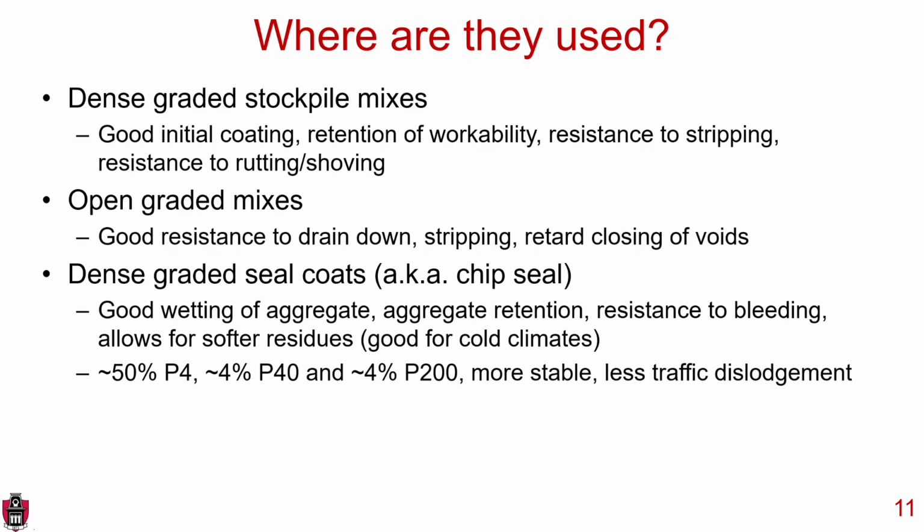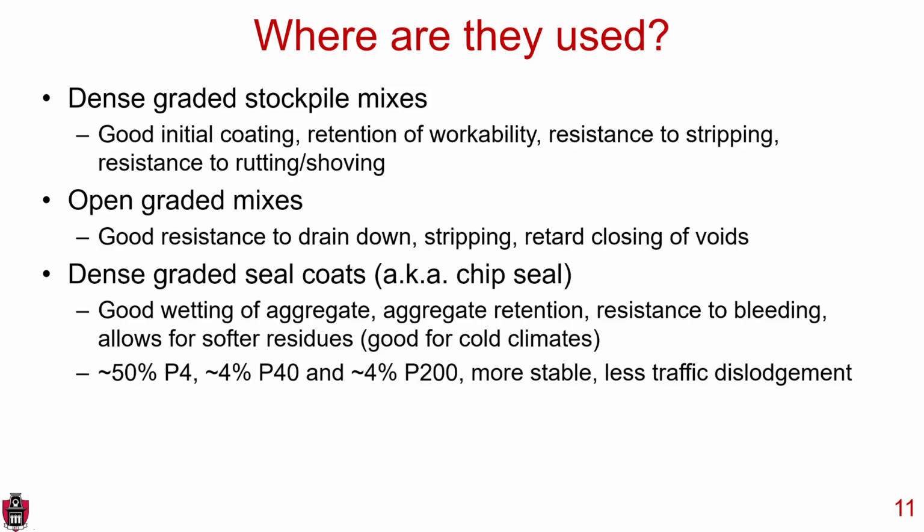We can also have dense graded seal coats, or those chip seals. This provides good wetting of the aggregate, which means that aggregate wants to stick to the asphalt emulsion residue, which helps with aggregate retention. There's also resistance to bleeding, so that asphalt emulsion residue does not come up through the chips and rise to the surface. And it also allows for softer residues, which is good for cold climates. And big surprise, two of the documents we're going to look at, one is from Alaska, one is from Minnesota, and I would classify both of those as cold climates, and they're both using high floats.